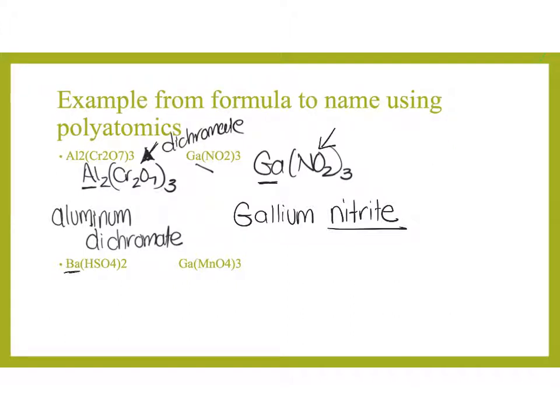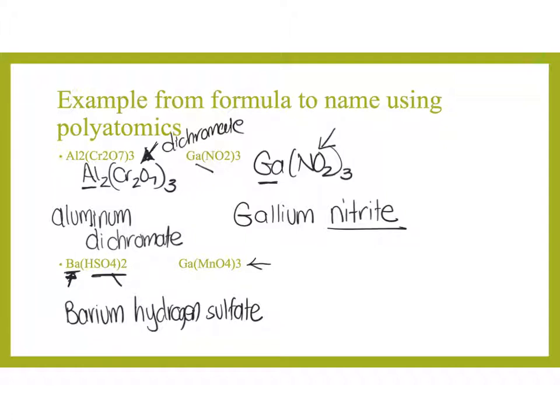Okay, next is this one. So first I'm going to find this cation, make sure that it only has one possible charge, so it is barium. Then I'm going to look for HSO4. So HSO4 is actually hydrogen sulfate, it's called. So it's going to be barium hydrogen sulfate.